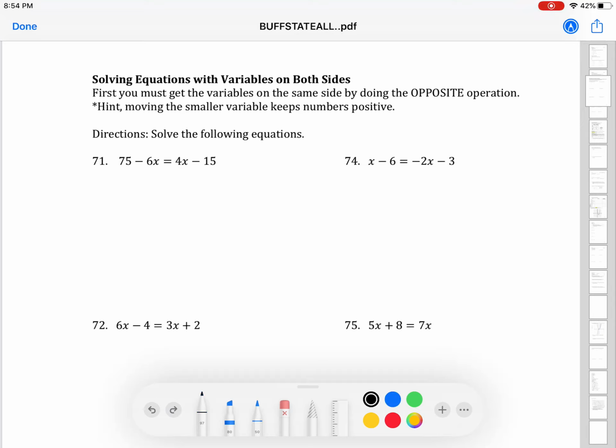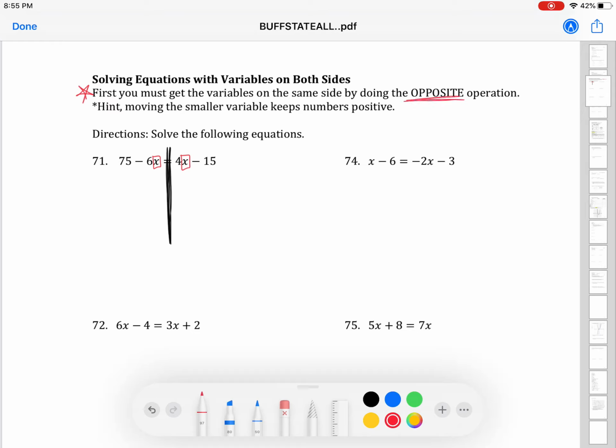So we're solving equations with variables on both sides. So again, we have problems with two x's in the same problem. But for these ones, if you look at the first example, number 71, it says 75 minus 6x equals 4x minus 15. If I draw this line like I've been trying to draw to help you the whole time, and I look at where my x's are, I can't combine them. They're on opposite sides of the scale. You can't just add the left side of the scale to the right side of the scale. That doesn't make any sense.